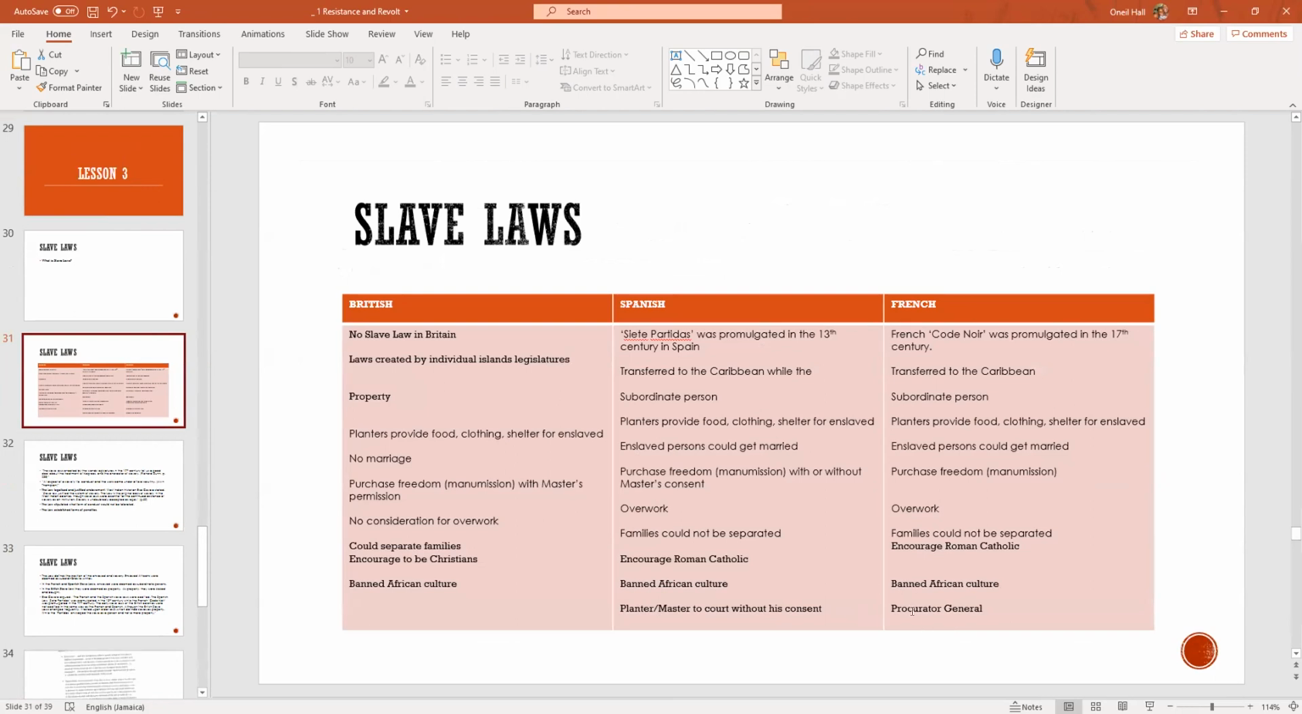The French had a procurator general, but what about the British? You could go to the court? No, sir. No court. And they had no procurator general.